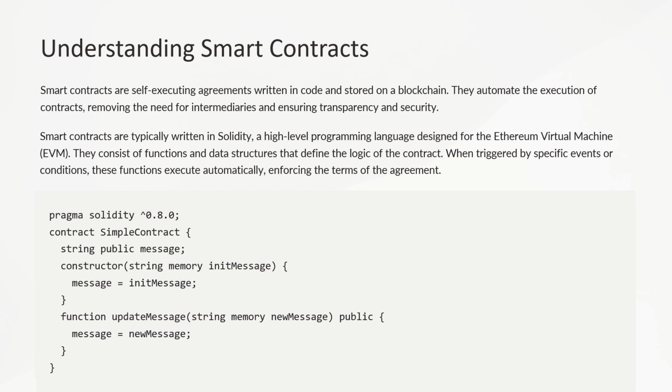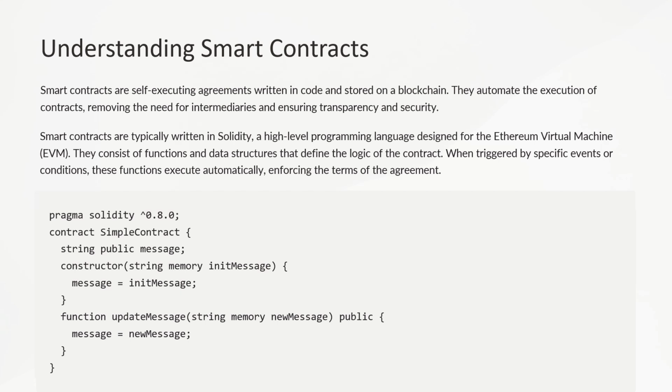Imagine a vending machine. You insert a coin, choose your snack, and automatically the machine dispenses your snack. Smart contracts work similarly. They are automated agreements stored on the blockchain that execute when certain conditions are met, without the need for intermediaries. They play a crucial role in dApps, ensuring transparency and security.